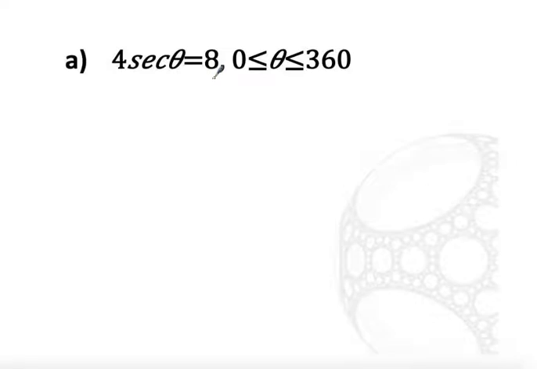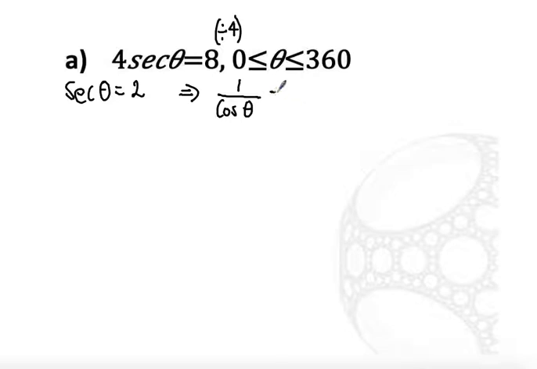4 sec theta equals 8 in between this range. So if I was solving this, first thing I'd do is I would divide both sides by the coefficient of sec theta. So I divide by this 4, so I just get sec theta equal to some value. So I get that sec theta is equal to 2. Now what we know at this point, I can't evaluate sec theta, there's no inverse sec function on my calculator. So this is the same as 1 over cos theta is equal to 2.